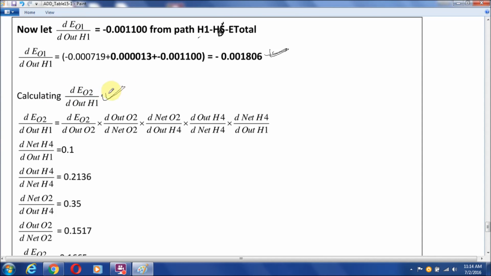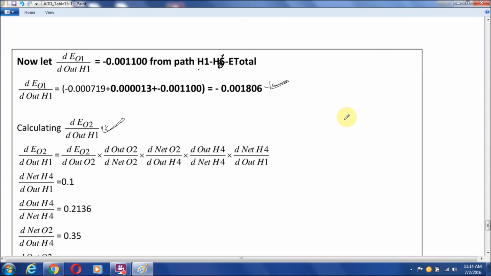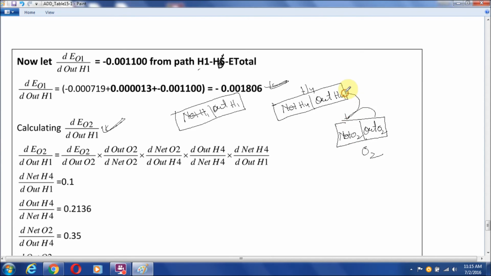Similarly, we can calculate the derivative of EO2 with respect to out H1. In this case, our propagation phase will be for output O2. We use this type of propagation, and we use this information in calculating the final derivatives by using the chain rule. So the derivative of EO2 with respect to out H1 can be calculated by using this type of chain. We take the derivative of EO2 with respect to out O2, out O2 with respect to net O2, net O2 with respect to out H4, out H4 with respect to net H4, and net H4 with respect to out H1, which is here.